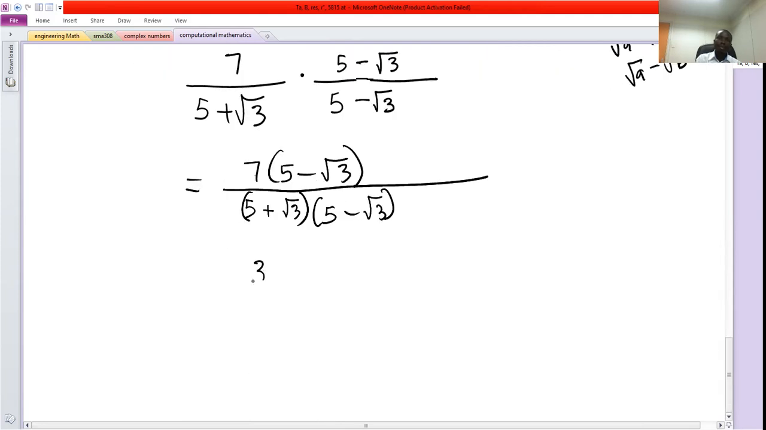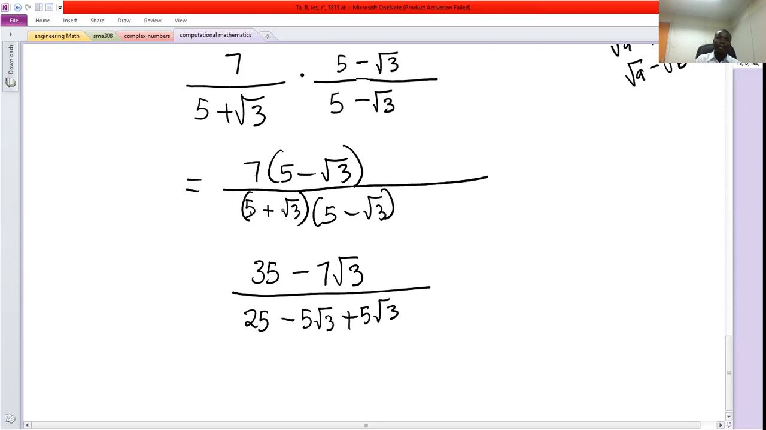So 7 by 5 is 35. 7 by minus root 3 is minus 7 root 3. 5 by 5 is 25. 5 by minus root 3 is minus 5 root 3. Root 3 by 5 is positive 5 root 3. Plus by minus is minus, and then root 3 by root 3 is 3. So you write 35 minus 7 root 3 over 25.